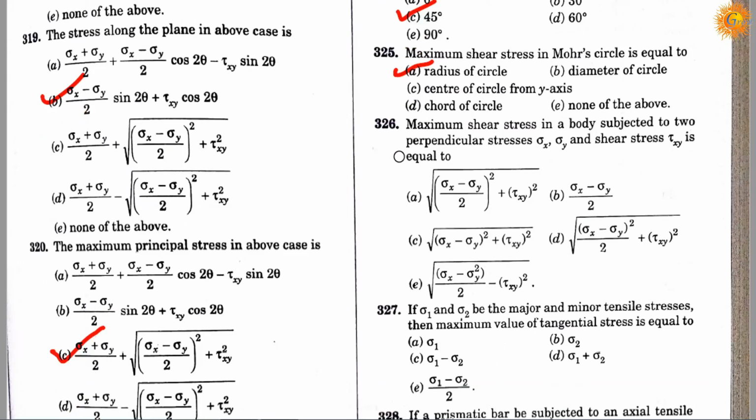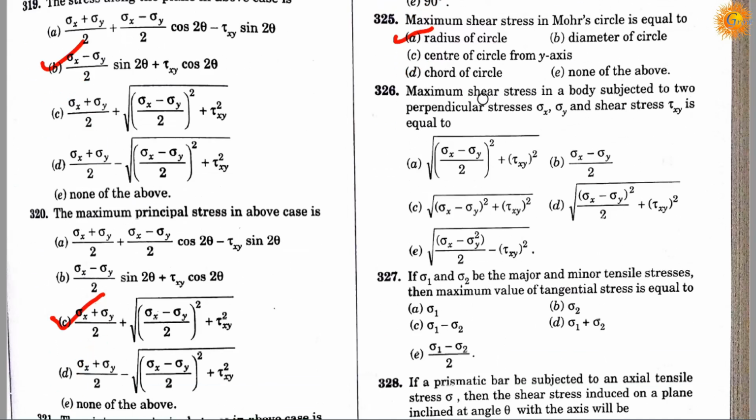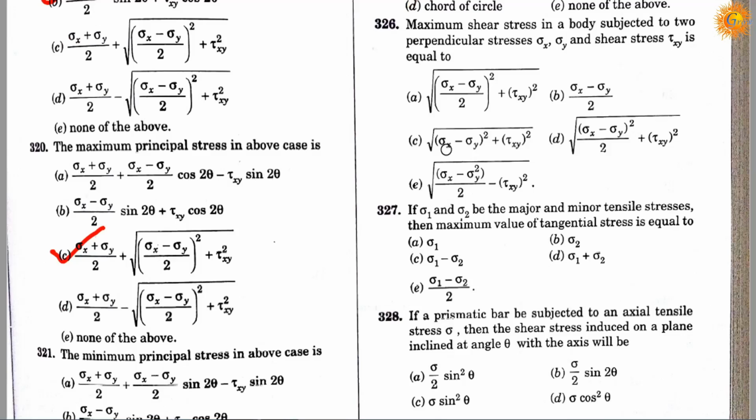Question number 326. Maximum shear stress in a body subjected to two perpendicular stresses sigma x and sigma y, and shear stress tau xy is equal to option A, under root of ((sigma x minus sigma y) divided by 2) whole square plus tau xy square, option B, (sigma x minus sigma y) divided by 2, option C, under root of (sigma x minus sigma y) whole square plus tau xy square, option D, under root of (sigma x minus sigma y) square divided by 2 plus tau xy square, option E, under root of (sigma x minus sigma y) square divided by 2 minus tau xy square.